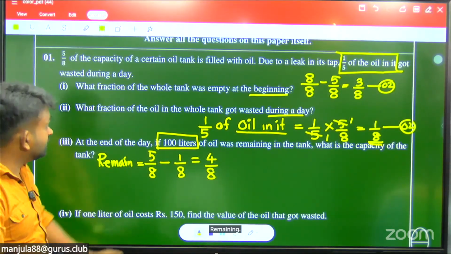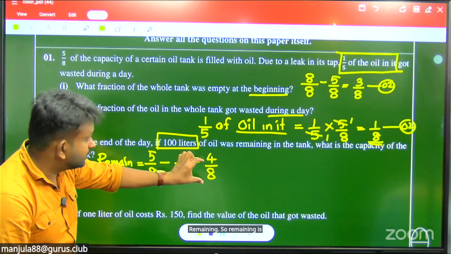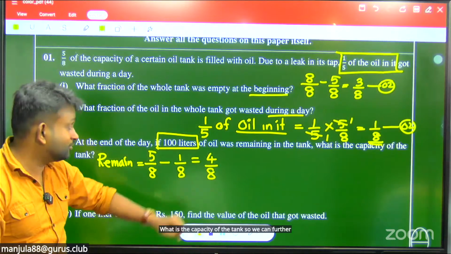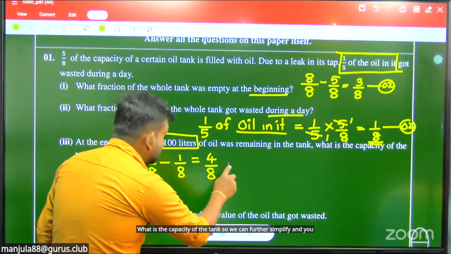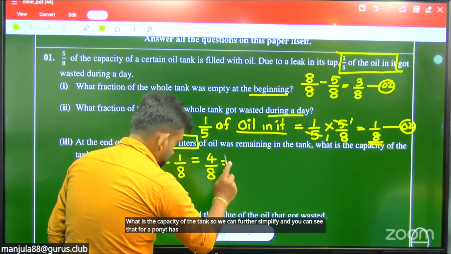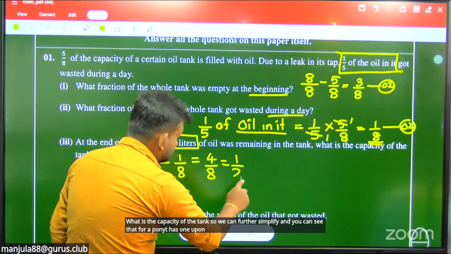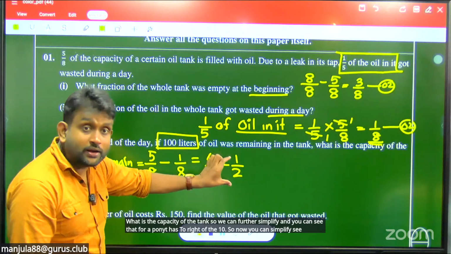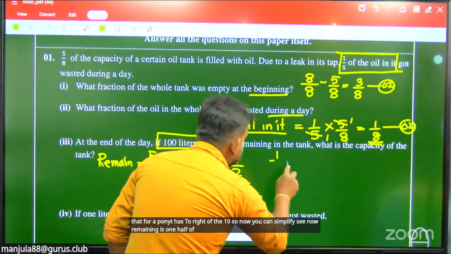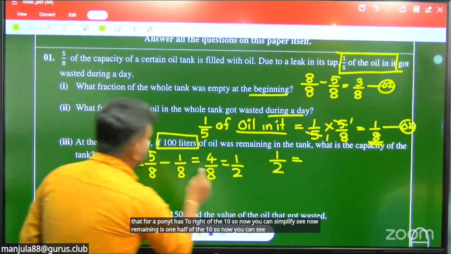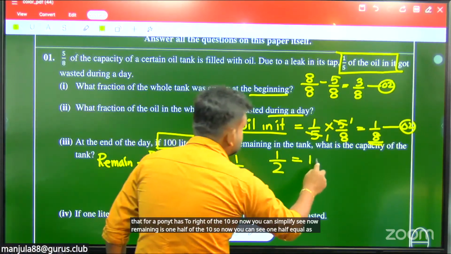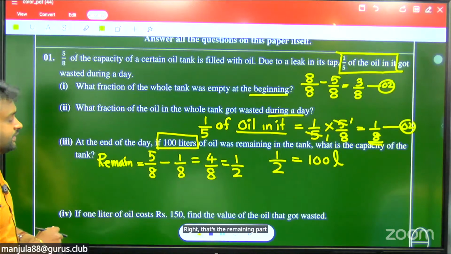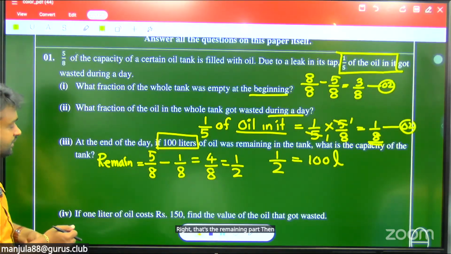So remaining is 4 upon 8 part. What is the capacity of the tank? You can further simplify 4 upon 8 as 1 upon 2 of the tank. Now the remaining is 1/2 of the tank. So 1/2 equals a volume of 100 liters, right? That's the remaining part. Then 1/2 is the 100 liters.